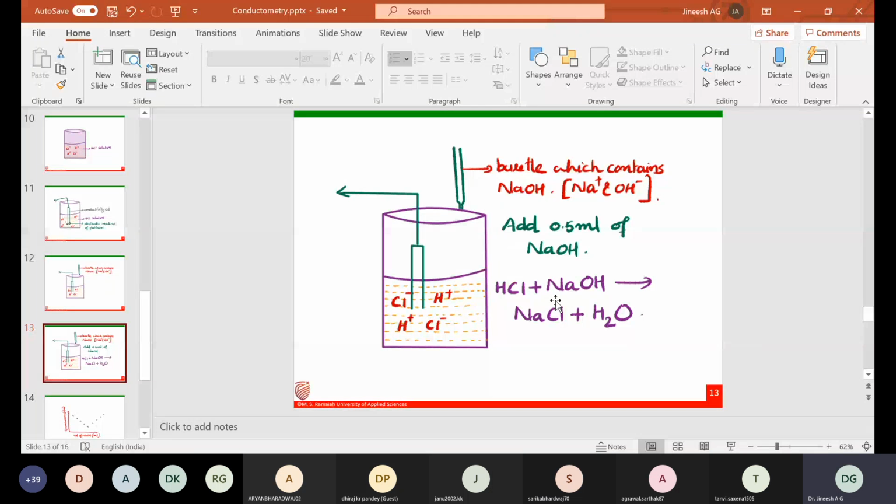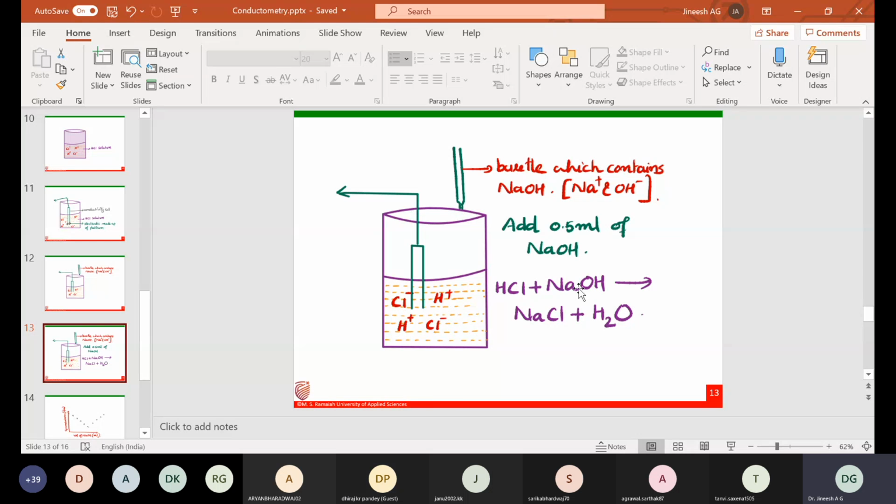Now, if you are adding NaOH, NaOH will dissolve in that water and become ionized. Only that will happen. No reaction will happen. So no reaction will be happening after the neutralization point, because if you keep on adding sodium hydroxide, there is no HCl to react with the NaOH. Whatever NaOH you add after the neutralization point, which we also call the equivalence point, will dissolve in water.